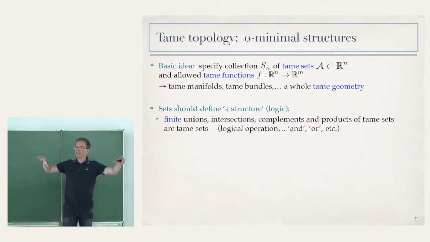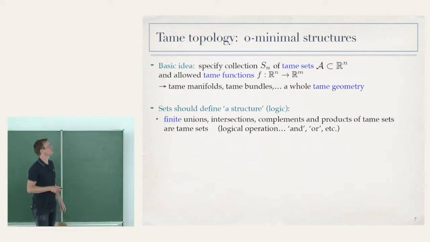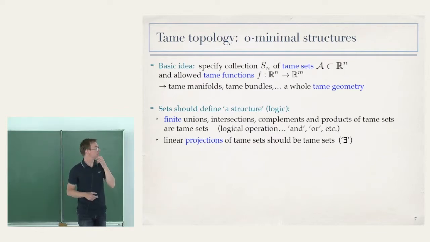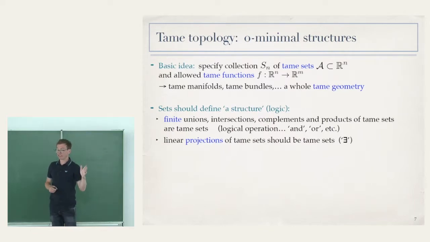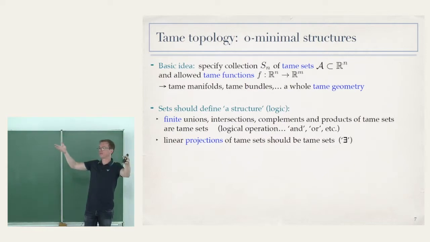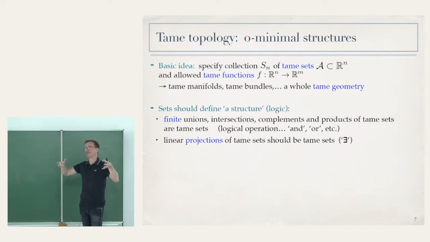So take two tame sets, intersect them, right? On their overlap, it should be again a tame set. One crucial property is it should be closed under projections. So what happens if you take any set, take a higher dimensional set, and then you project it down to a lower dimensional set, kind of a line, say, then the linear projection towards this set should be again in this structure, should be again tame.